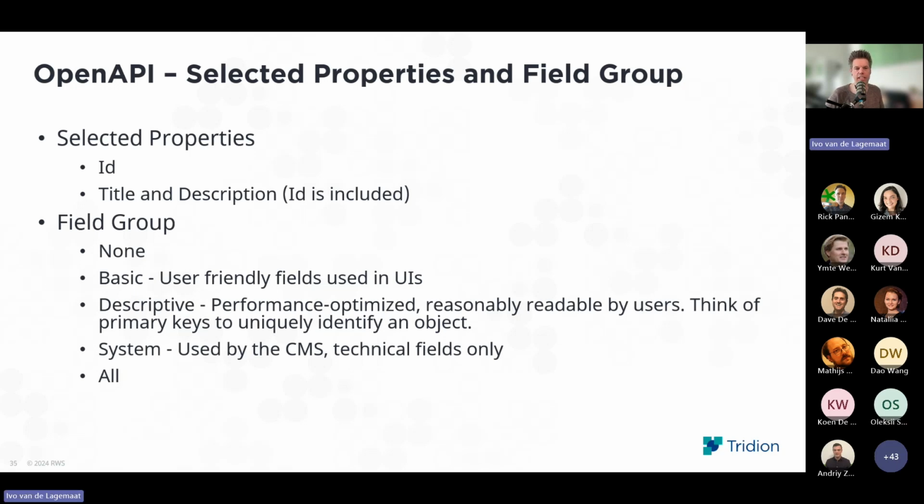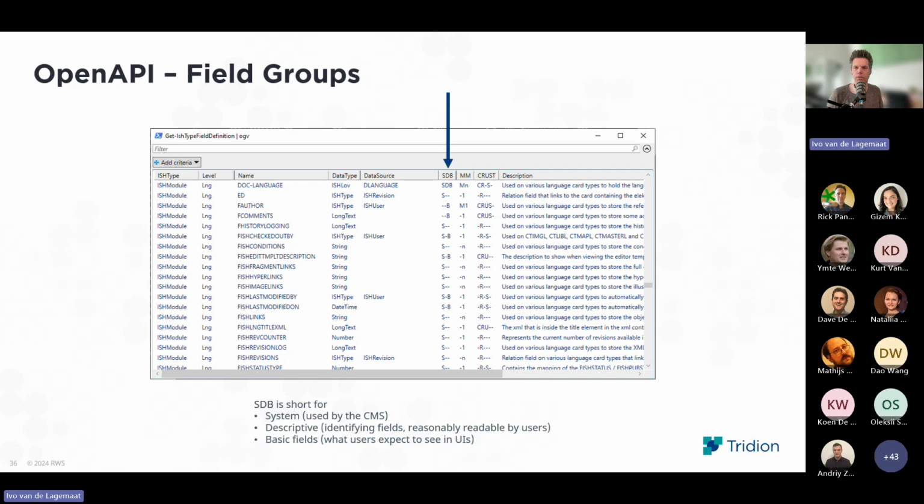But then you might say, you have basic, descriptive, system and all, so how can I find what is what? There's also an option with is remote. With is remote, you can ask for the field definition, and in the field definition there's a column like SDB. The S is for system, it's used by the CMS. The D is for descriptive, so identifiable fields. And the B is for basic. So then you also have a feeling, if you have to call it, what kind of group information you need to send.